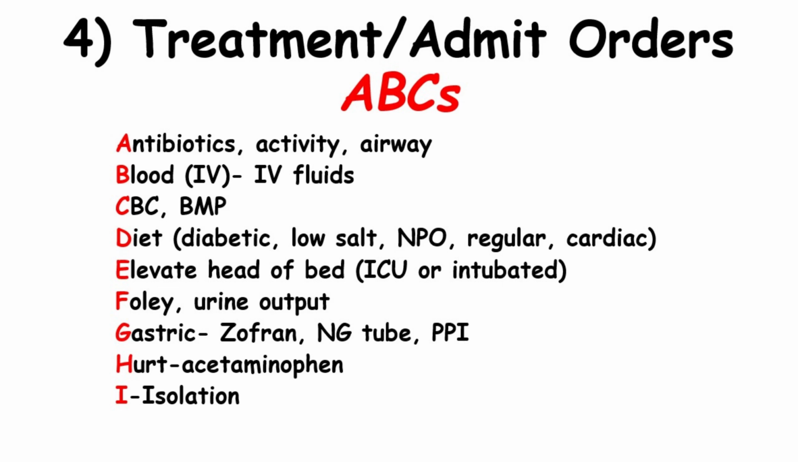D stands for your diet order. E stands for elevating the head of the bed if they're in the ICU or intubated. F stands for Foley and monitoring urine output. That's super important. G stands for gastric, which includes orders like Zofran, NG-tube, PPI. And H stands for hurting, which includes analgesia while they're admitted, like acetaminophen. And finally, I stands for isolation orders for infectious diseases.